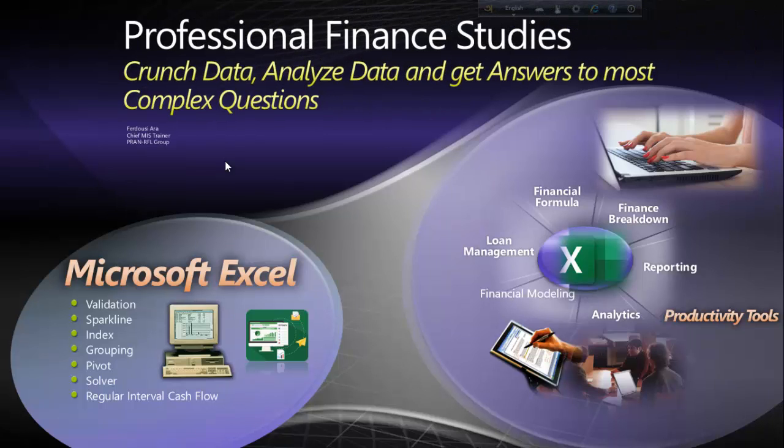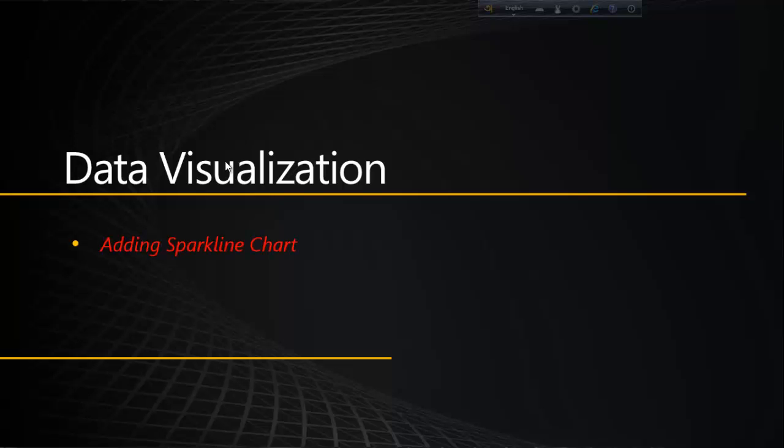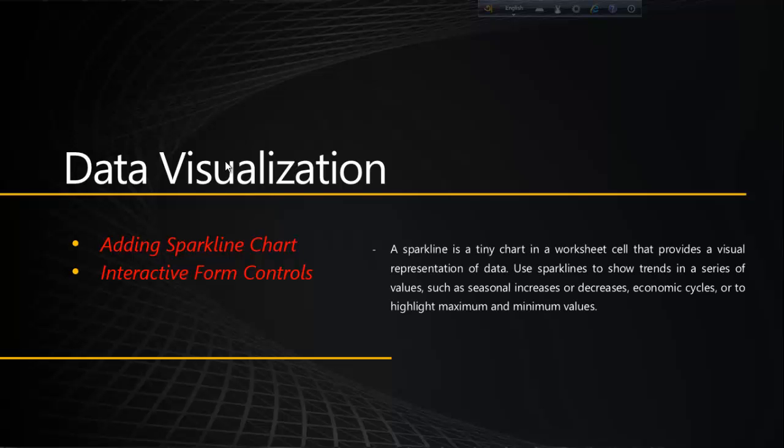In professional finance studies, today we will discuss data visualization, adding a sparkline chart and interactive form controls. What is a sparkline chart? A sparkline chart is a tiny chart in a worksheet cell that provides a visual representation of data. Use a sparkline chart to show trends in a series of values, such as seasonal increases or decreases, economic cycles, or to highlight maximum or minimum values.